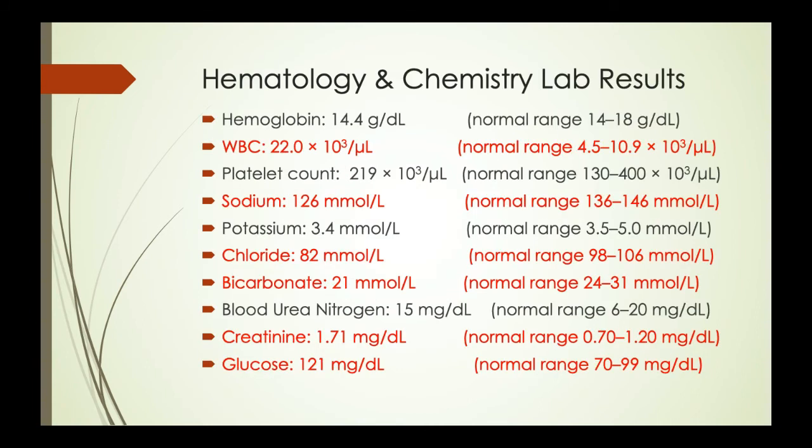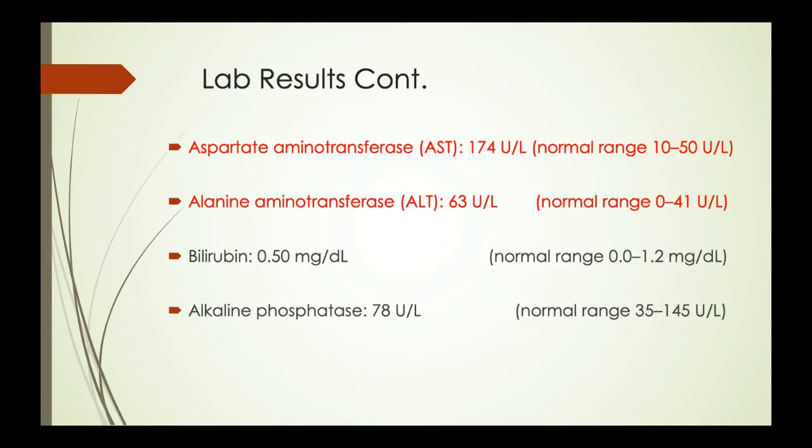Hematology and chemistry lab results indicated a high white blood cell count, as well as low sodium levels, slightly low potassium levels, low chloride and bicarbonate levels. However, he had a high creatinine and high glucose levels, meaning this patient has hyponatremia, hypochloremia, and hyperglycemia. Lab results also showed an increased level in liver enzymes, both AST and ALT.